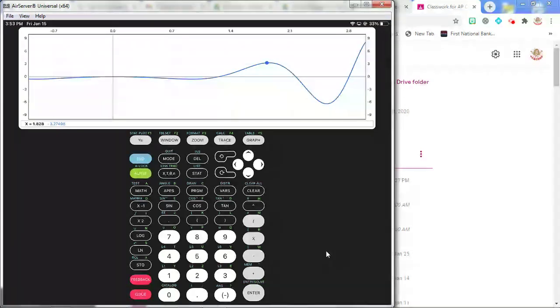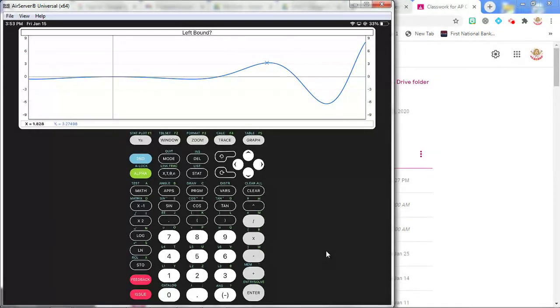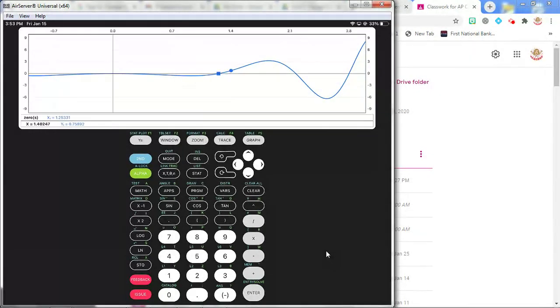So remember, to calculate a 0, we're going to do second, trace, and then choose number 2. All right, and then we have a little cursor. We want to go on the left side of the 0, hit enter, and then the right side. Now, I don't have to hit enter again because this calculator is slightly different. You guys would need to hit enter a third time. Okay, so we have a 0 when x is 1.25331.